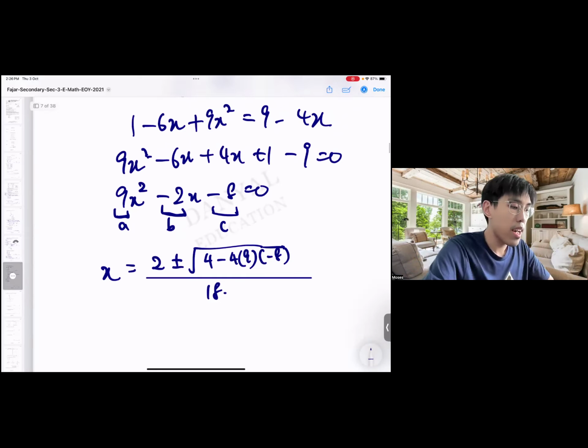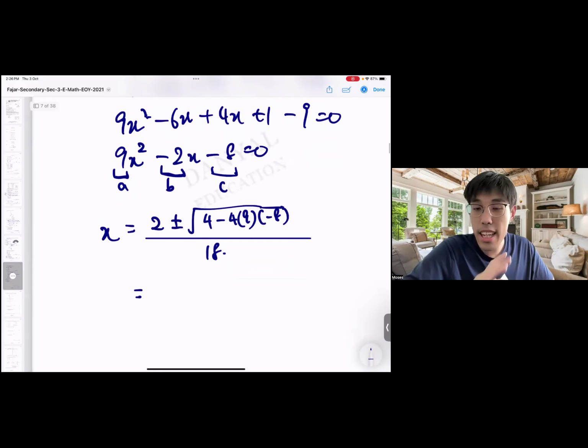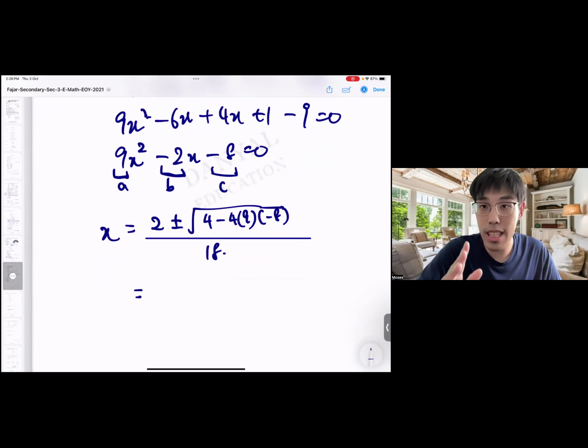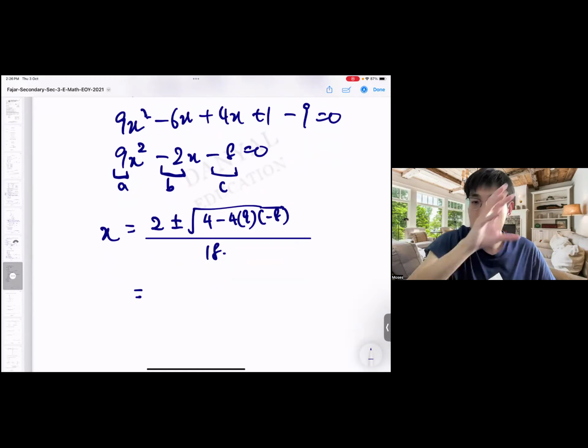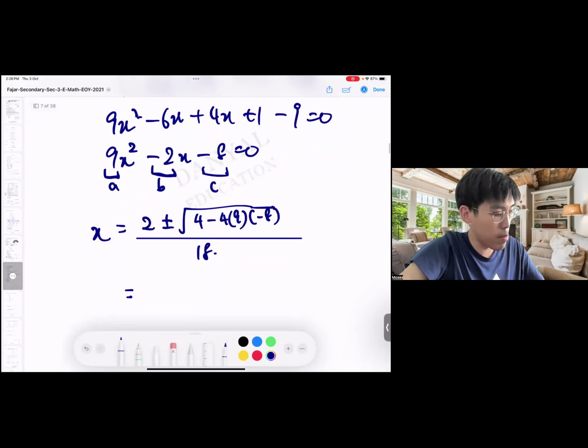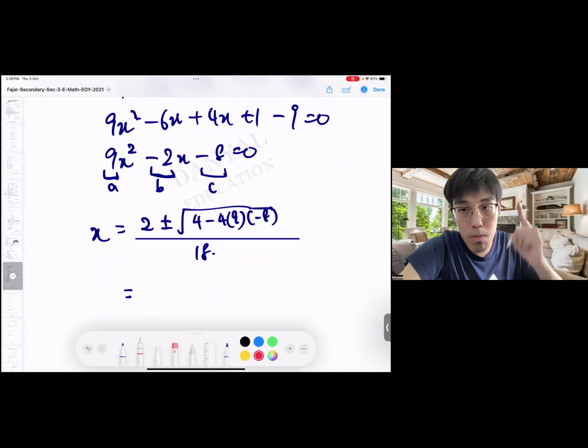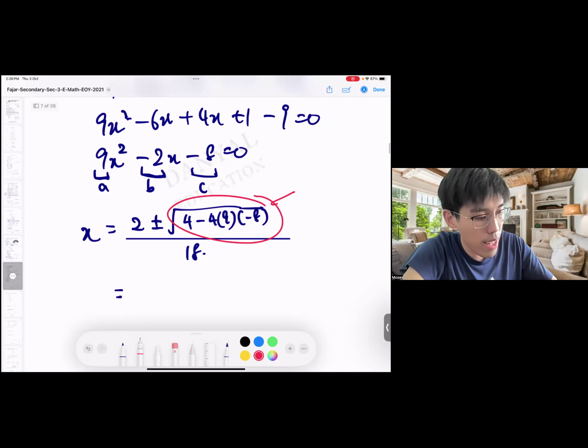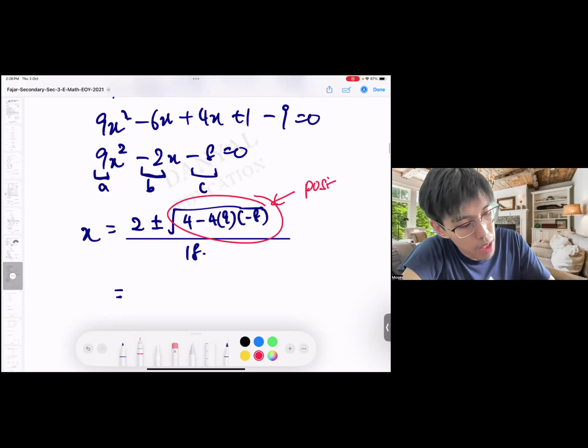Just like that. Okay. Then at this point of time, right? Yes, I know most of you will be punching in your calculators already. Can calculate, can. But what is it that you must write in this working? You must show, this one is important, you must show that this evaluates to be a positive number.